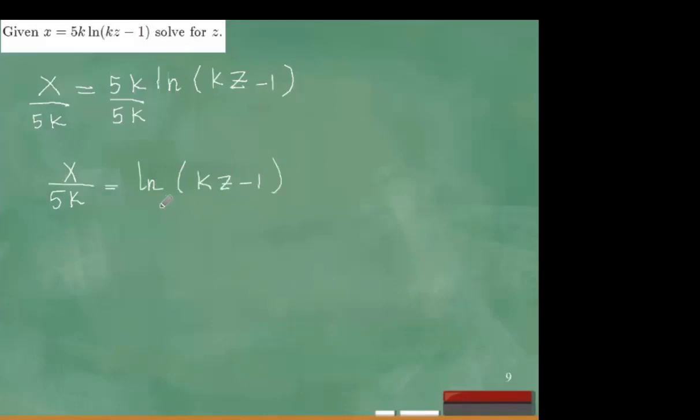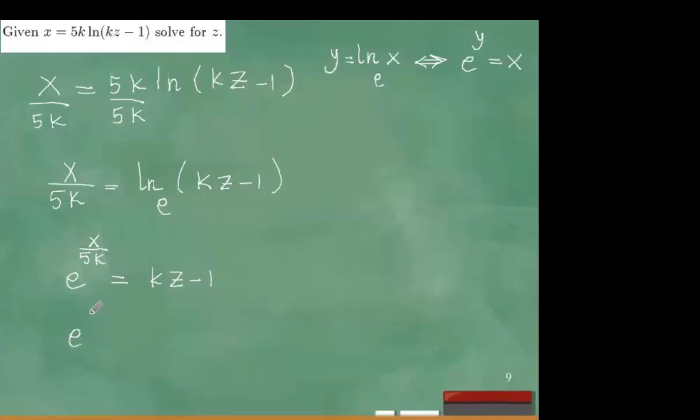You notice that the base here is e. Then natural log of x is equal to y. I can write this in exponential form. The base is e, so it would be e to the power of y is equal to x. So that's what we have to do here to isolate z. So I would write this as e to the power of x over 5k is equal to kz minus 1. Now I can solve for z here. To solve for z, I have to add 1 to both sides of the equation.